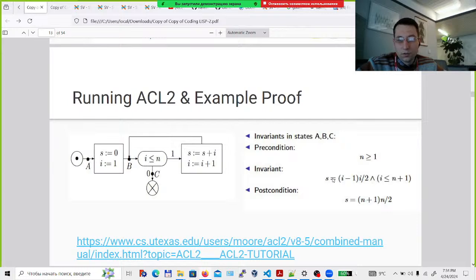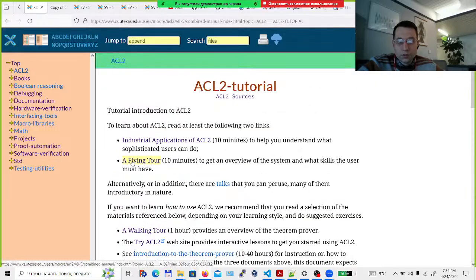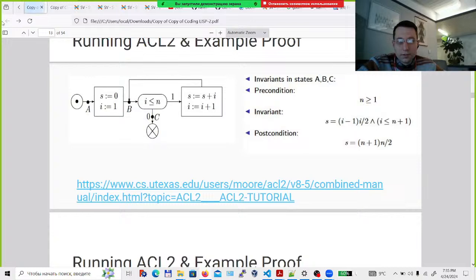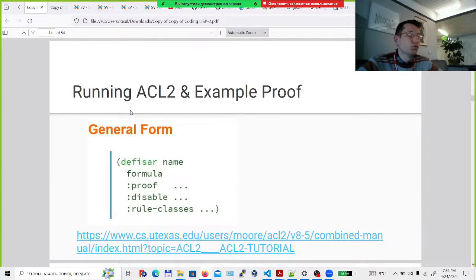So how can we formulate a loop invariant? We just check the variables inside the loop and try to decide for every step of the loop. So for example, i minus 1, i divided by 2, and i less than n plus 1 stays forever for this part of the program. Then I recommend you just read a flying tour. And then we are going to discuss how can we actually prove something inside ACL2.